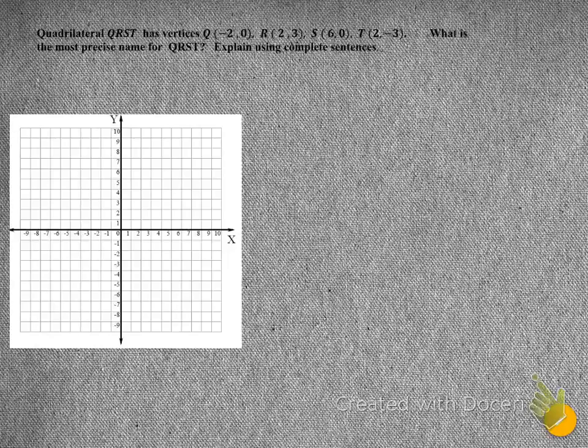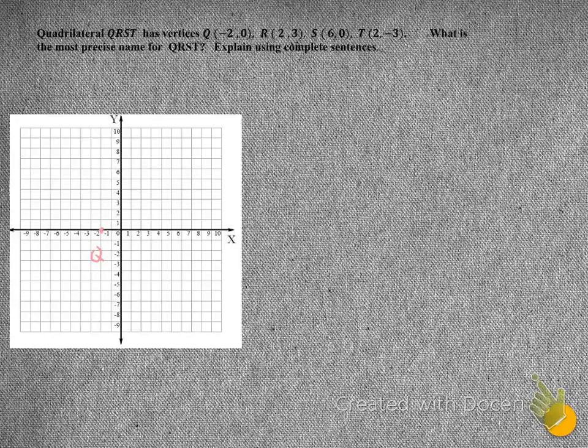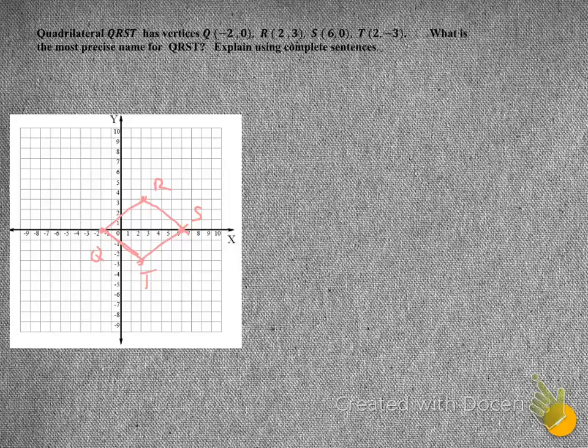So my last one, let's go ahead and graph these points. So I have Q being at -2, 0. R being at 2, 3. S being at 6, 0. And T being at 2, -3. So we need to decide what shape this is. So it kind of looks like it could be a square or a rhombus.